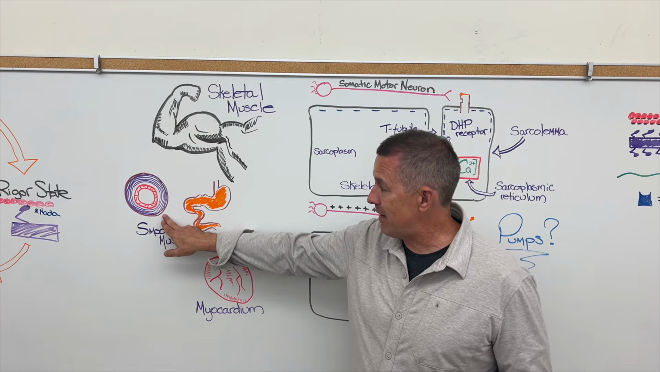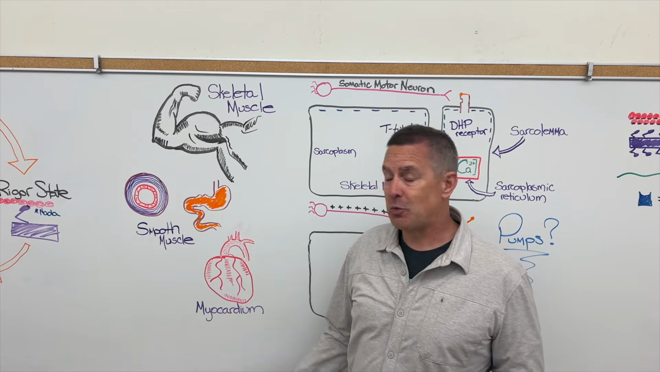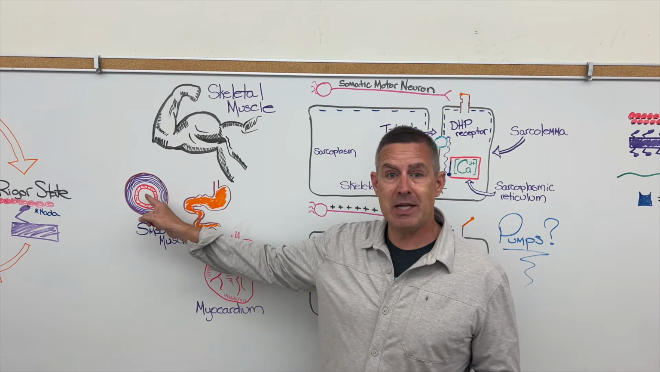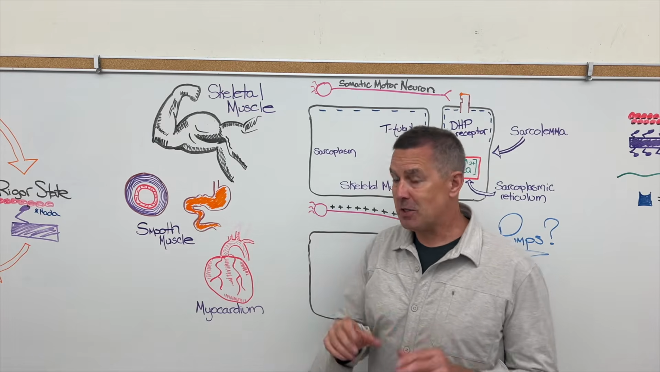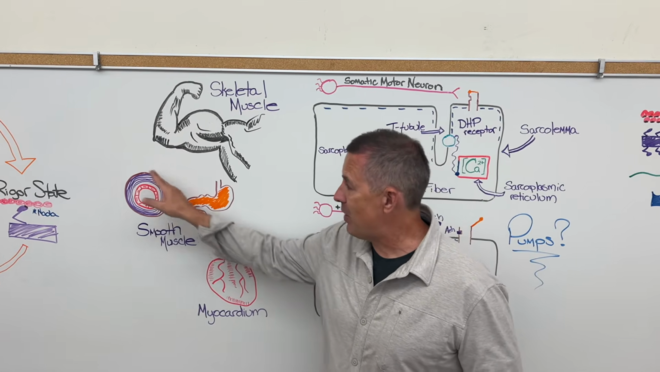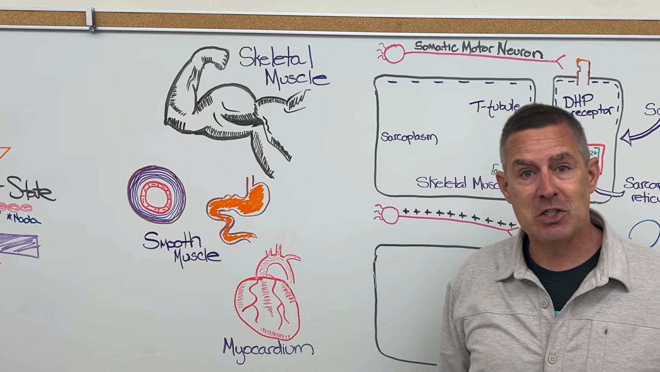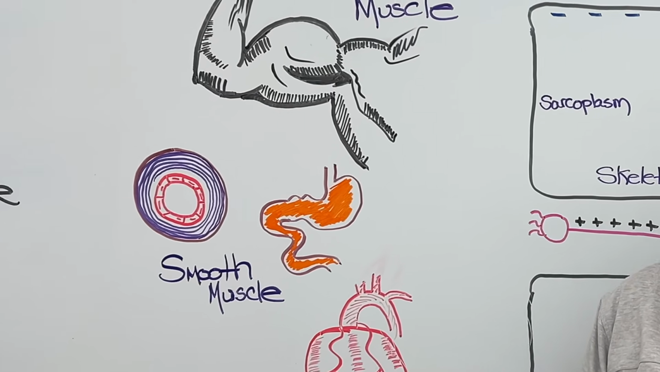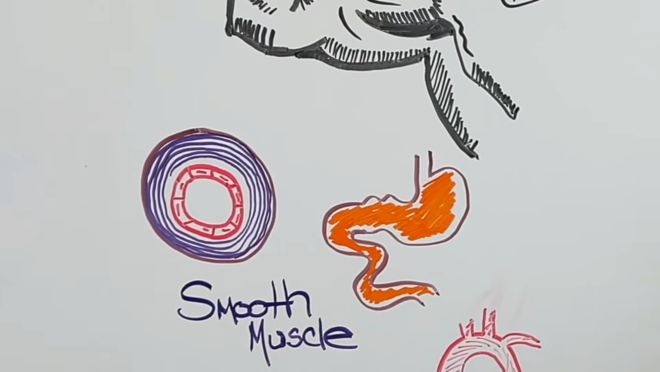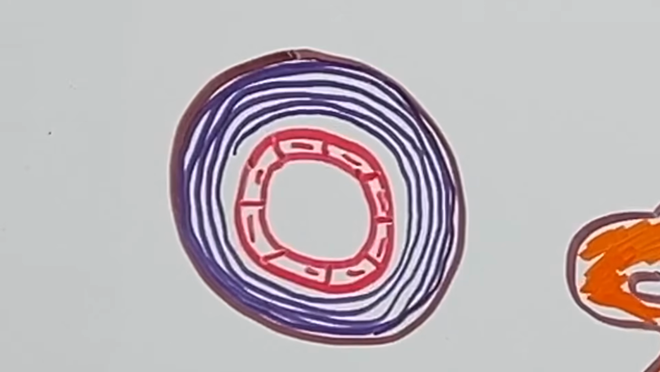So here's an example of a blood vessel. This is the lumen that blood flows through. Lining the blood vessel is endothelium, which is simple squamous epithelial tissue, not muscle. But in purple here, surrounding the lumen is smooth muscle. And by contracting and relaxing that smooth muscle, blood vessels undergo vasodilation and vasoconstriction. We'll talk about that when we get to the cardiovascular system.